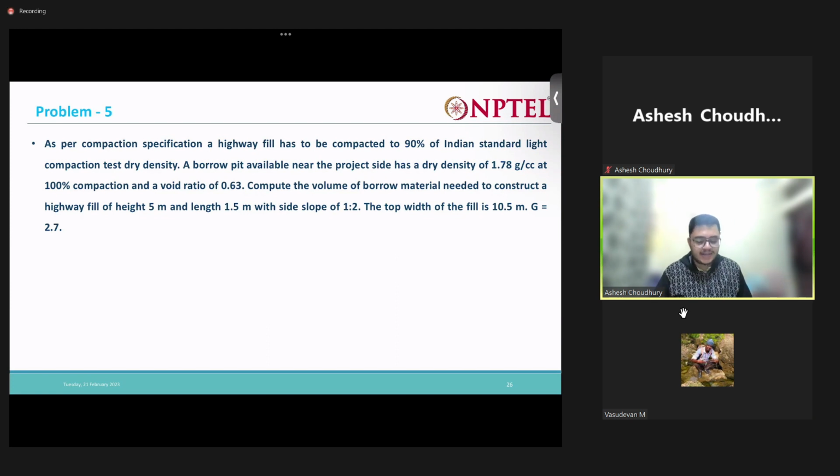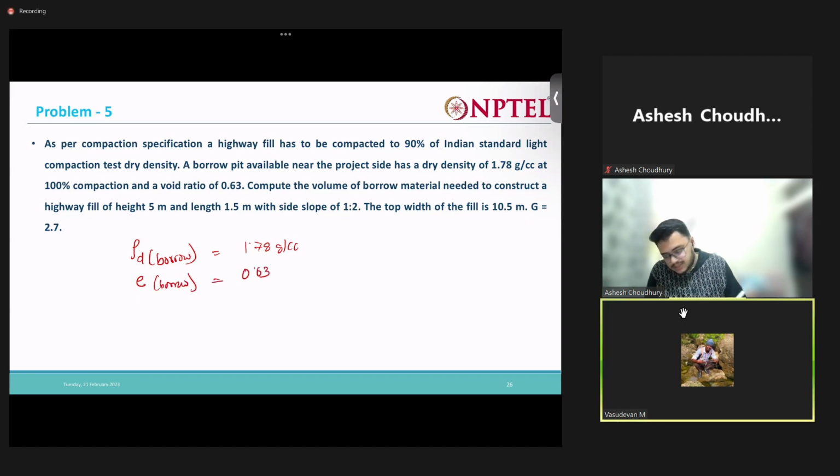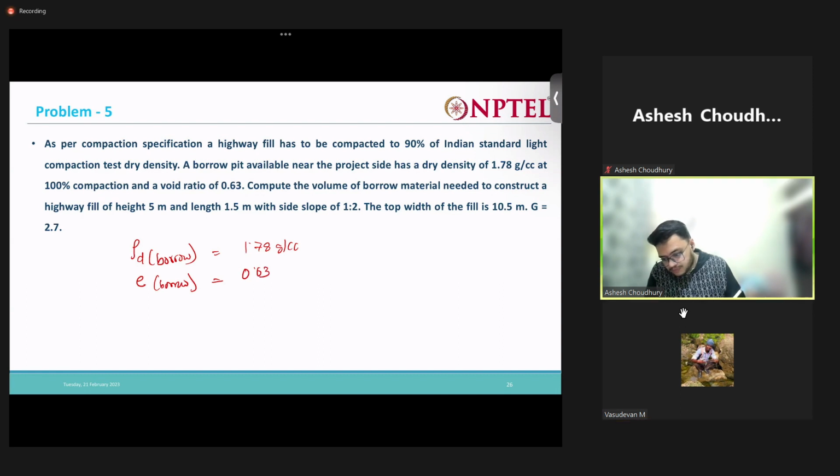Compute the volume of borrow material needed to construct a highway fill of height 5 meter and length 1.5 km, with side slope of 1:2. The top width of the fill is 10.5 meter, and G is given as 2.7. The maximum dry density from the borrow pit is given as 1.78 gram per cc, and the void ratio from the borrow pit is given as 0.63.